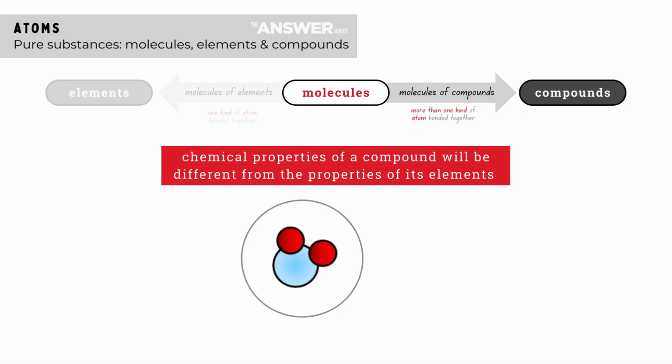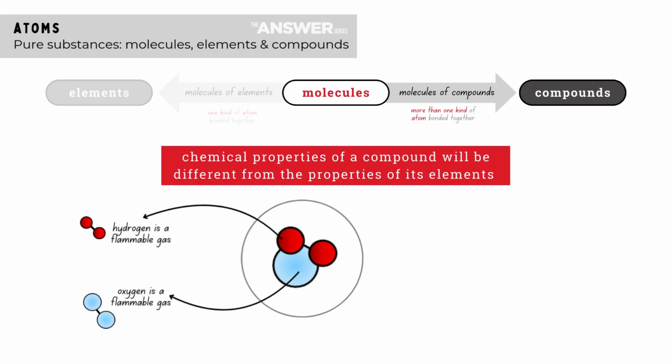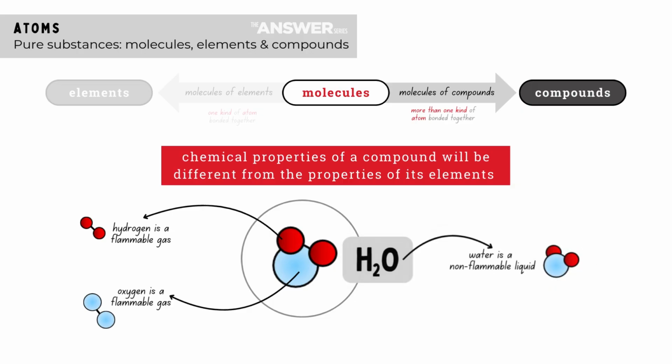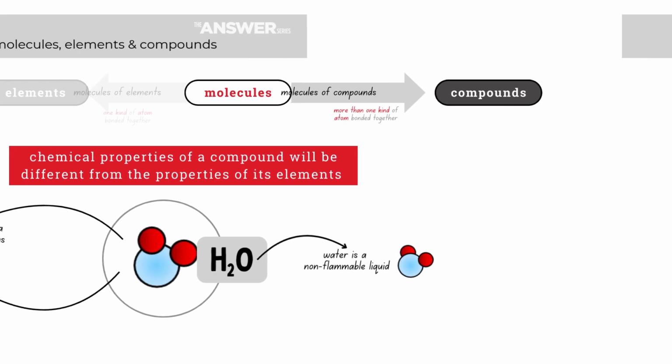the compound. For example, hydrogen gas and oxygen gas are both flammable gases as elements on their own. But when chemically bonded together to form water, it forms a non-flammable liquid. So the water has a different chemical property compared to the elements that it is made of.